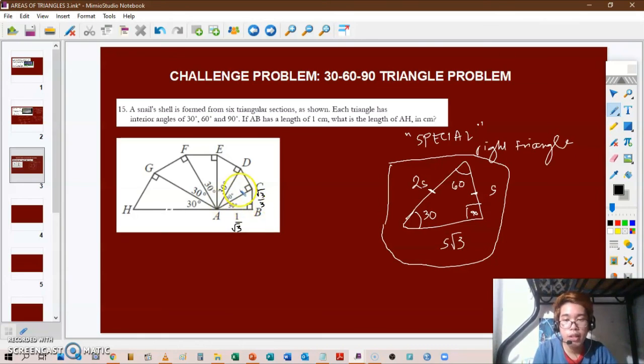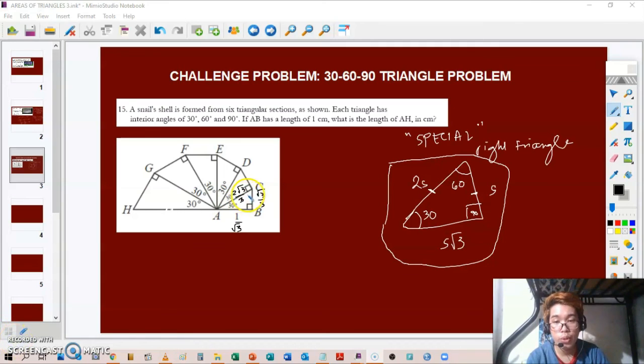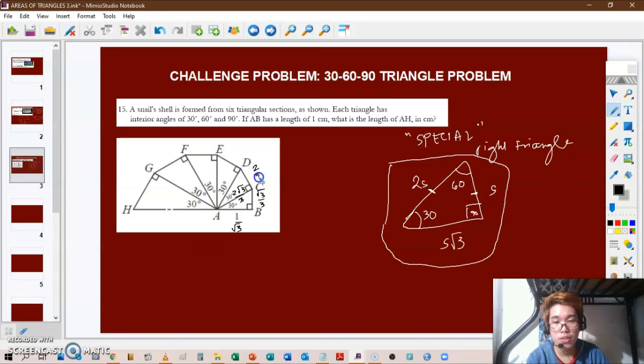If you multiply that by 2, the measurement of this hypotenuse is going to be 2 square root of 3. And the pattern continues. 2 square root of 3 divided by square root of 3 gives us 2 for DC. And 2 times 2 gives us 4 for this one. And 4 divided by square root of 3 gives us 4 square root of 3 over 3, and times 2, that's 8 square root of 3 over 3.